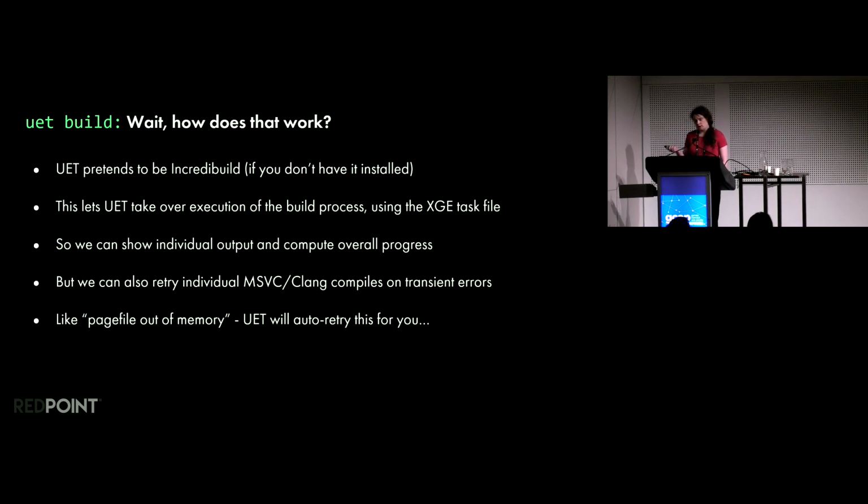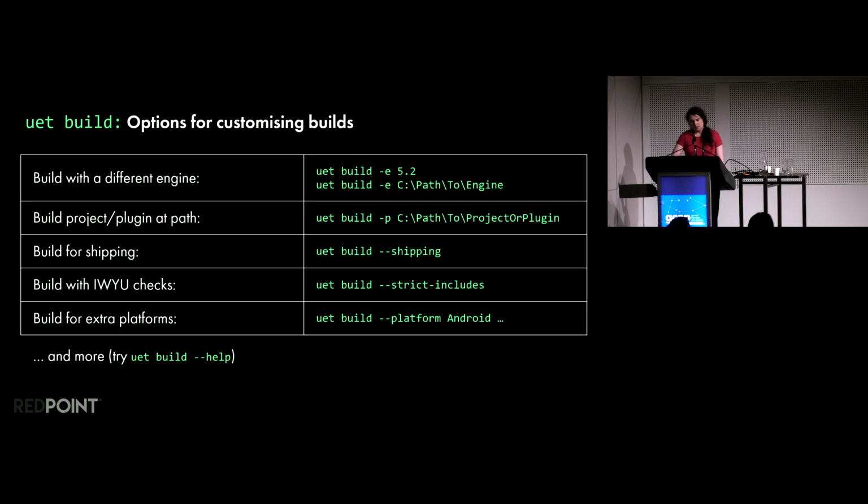But it also means that UET can retry all of those transient failures, like if your page file is temporarily out of memory, instead of the build failing, UET will be like, I'll just rerun that for you, it's totally fine. There's plenty of options on UET build, so again, you build the plugin or project in the current directory you're running in, but you can also use -P to point at any directory that has a plugin or project in it. You can build for shipping, you can turn on strict include where you use header checks. You can build for additional platforms on top of just the host platform, and there's more options which you can find through --help, and it's all rather self-documenting.